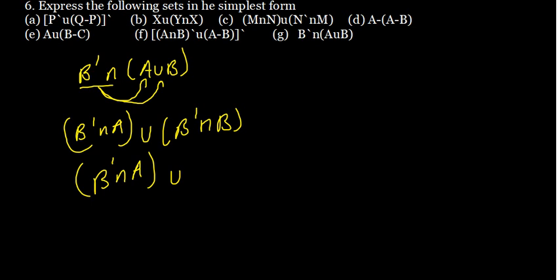Every time a set intersects with its complement, the answer is an empty set. They don't intersect. So what are we going to get from here? Every time you get the union of a set with an empty set, it is that same set. So this is going to be the answer for this one.